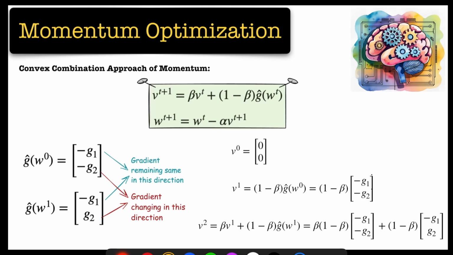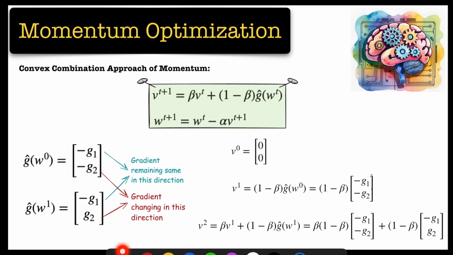Now see one scenario. Let's say Ĝ(W0), the gradient at the zeroth iteration, is [−G1, −G2]. This is the gradient vector. At the first iteration, Ĝ(W1) is [−G1, G2]. So in this gradient vector, these are different directions, right? In the first row, the gradient is remaining the same in this direction. But for the second row, the gradient direction is changing.